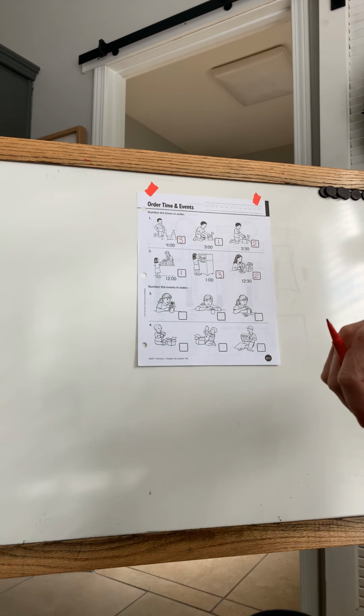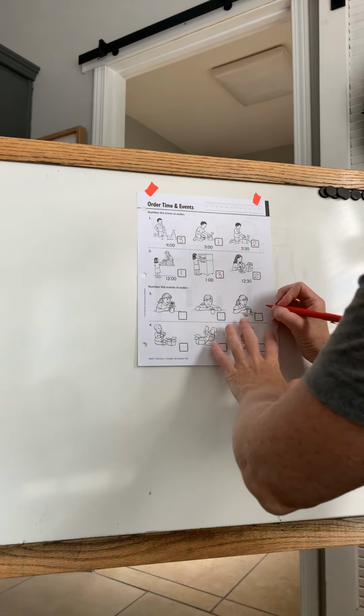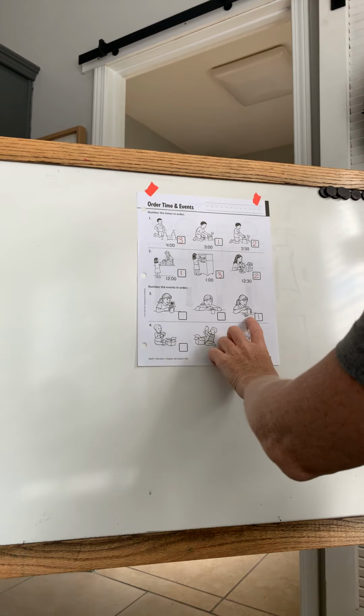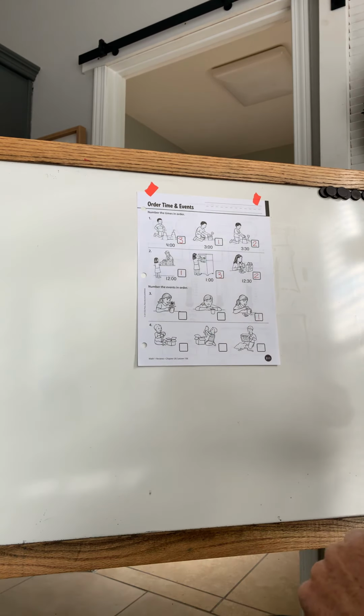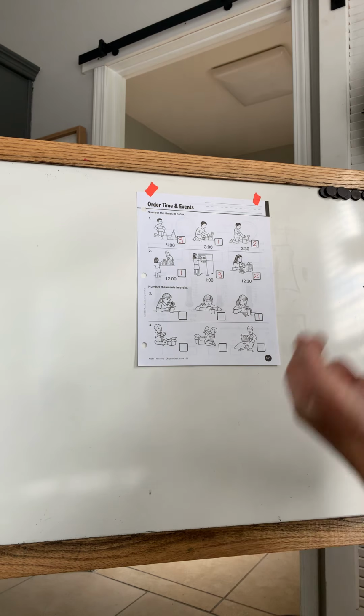So if I think about what I know about planting a garden, I'm going to know that this picture is going to happen first. I have to plant seeds before anything can grow. So I know that this is going to be number one. And then I have to think, okay, what would be second?